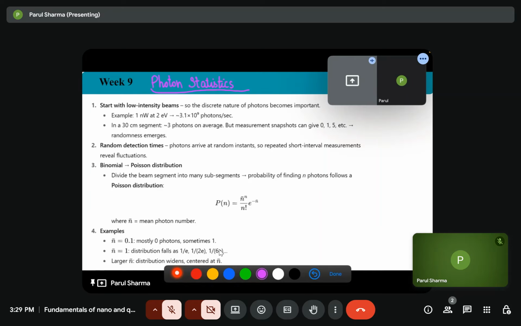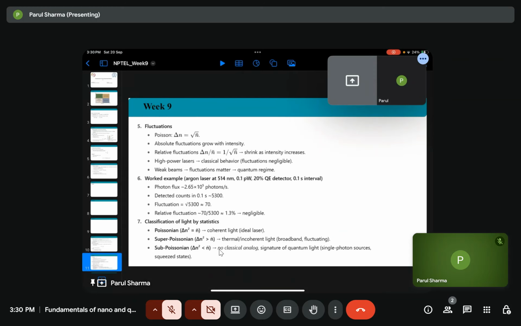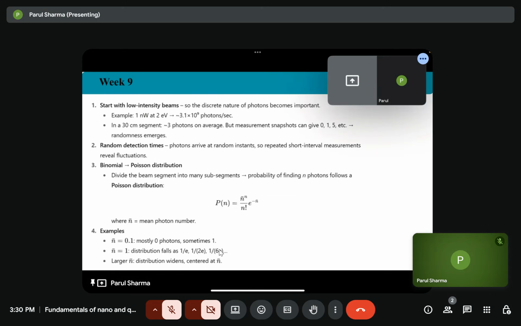So repeated short interval measurements will reveal some fluctuations. So we divide the beam segment into many subsegments and find the probability of finding n photons, which will follow a Poisson distribution, which is given by this probability.